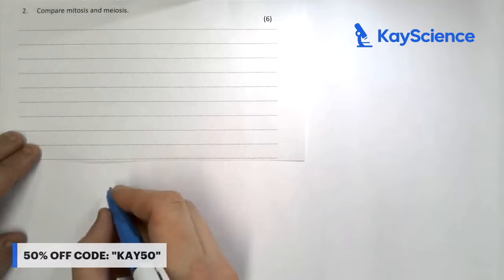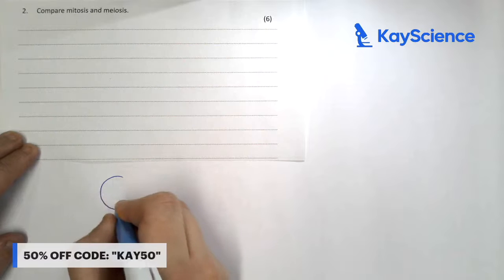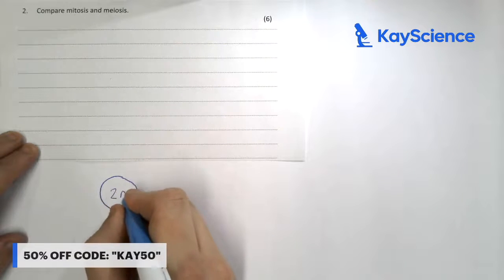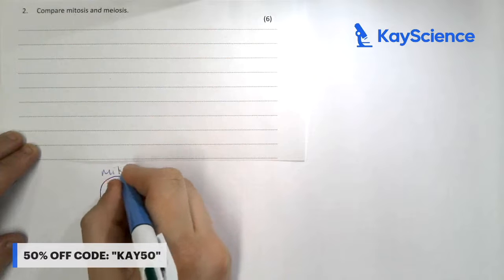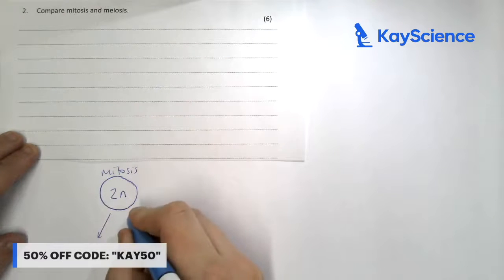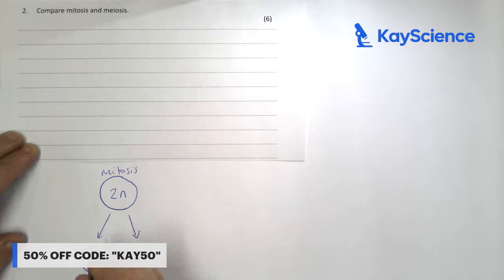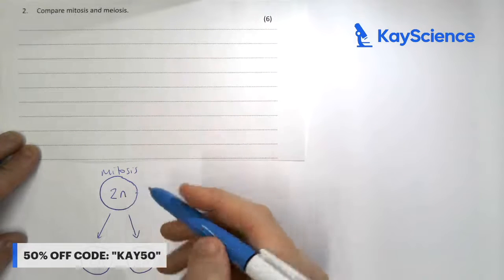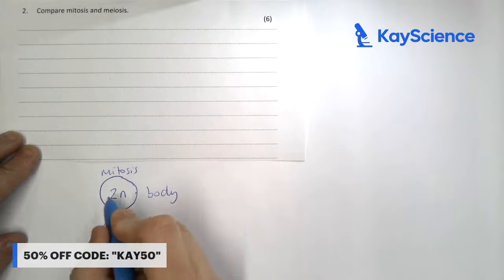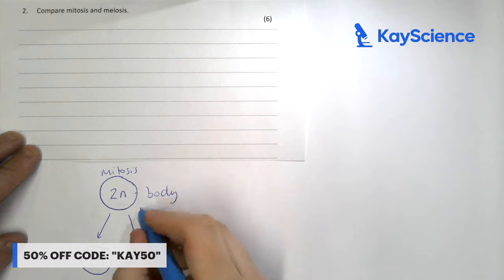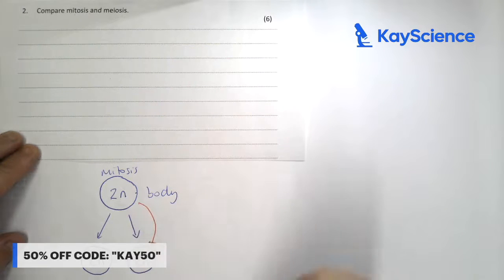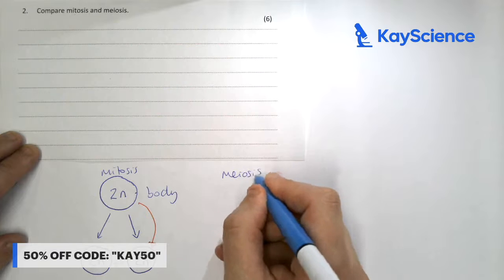So mitosis is when one diploid body cell divides to form 2 genetically identical diploid body cells. That there is mitosis, when a body cell, which is diploid, divides once to form 2 genetically identical body cells. Whereas meiosis is different.